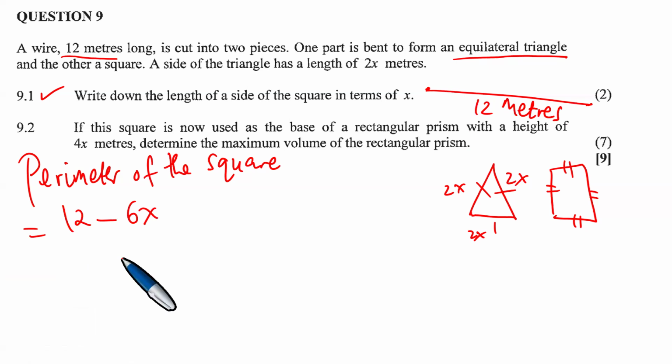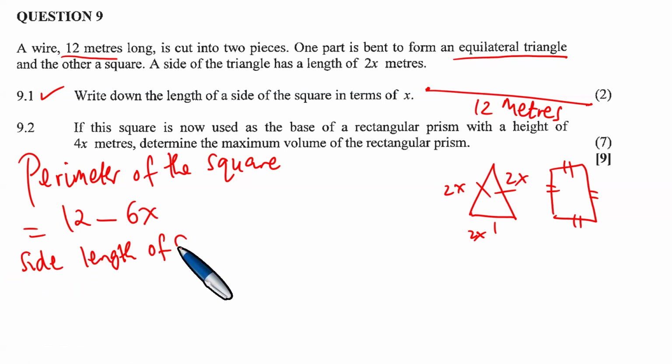Now there's something called the side length of the square. The perimeter of the square is the total length of 12 meters, but we subtract the length of each side of the triangle, which is 2x. Now, what is the side? If this is the perimeter of the square, the remaining length after the triangle has been formed, we have the total length 12 minus 6x.